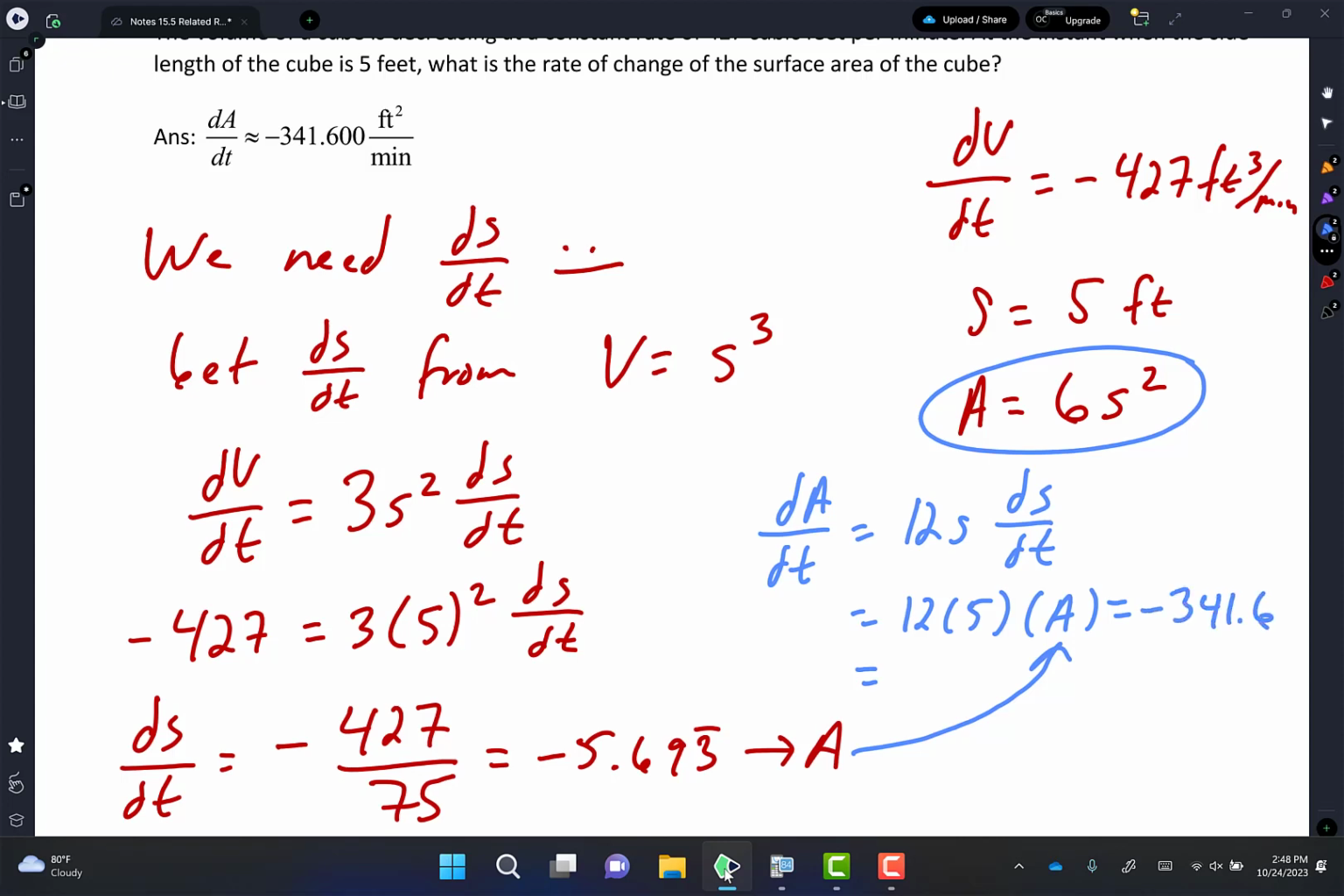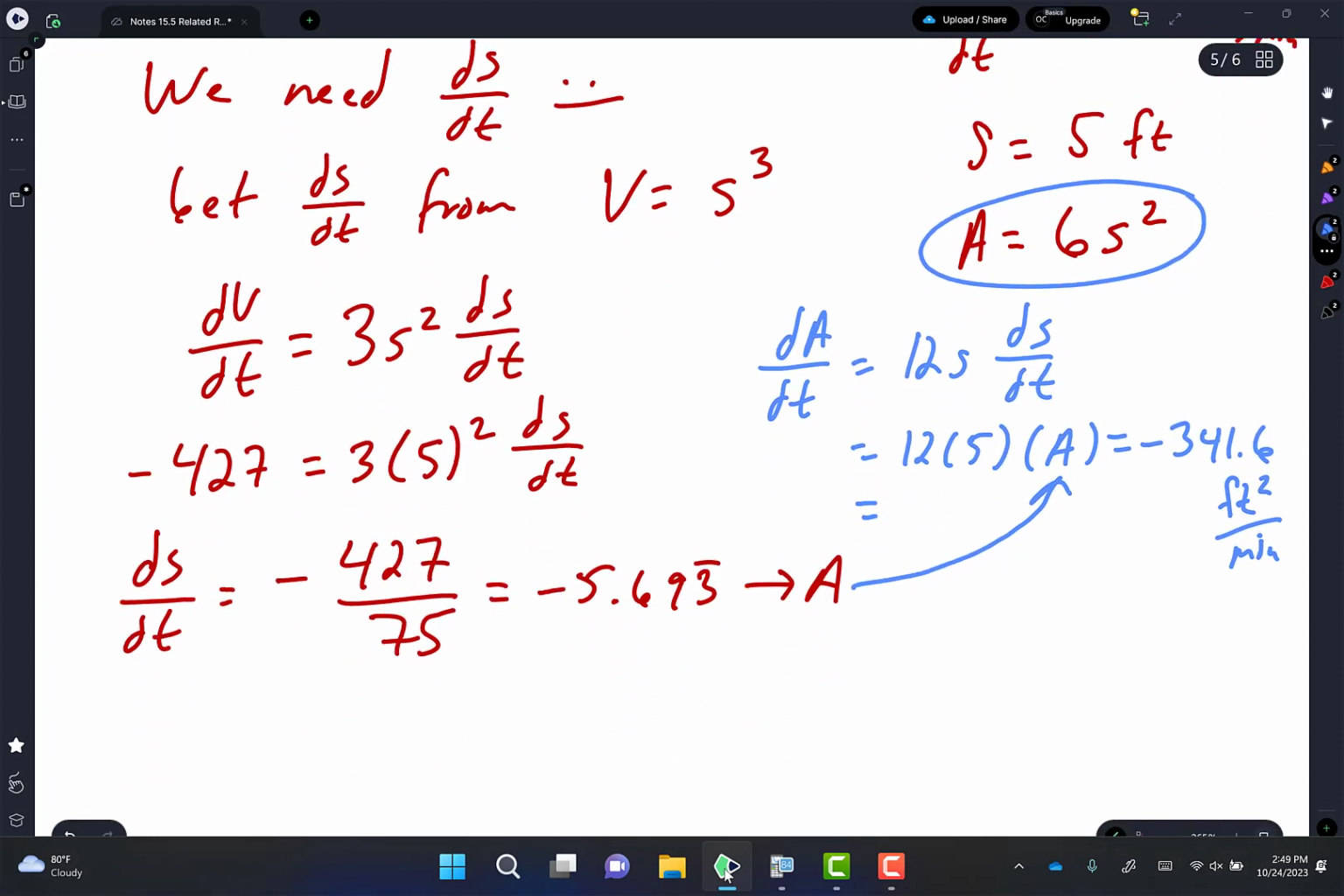And I need units. Square feet per minute. Oh, that's how you say it, square feet. Don't say feet squared. It's okay. Cool or not cool? What's up, Gian?